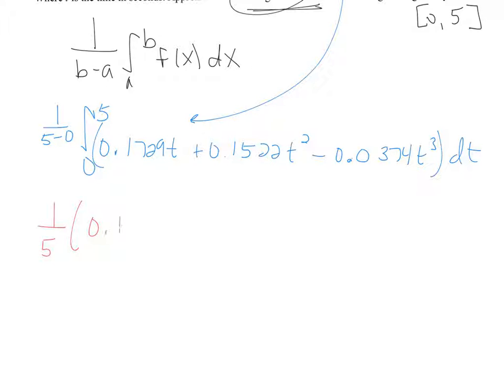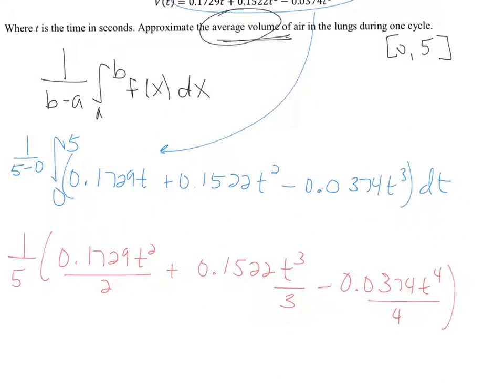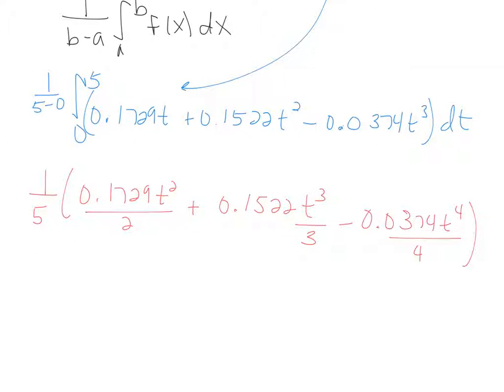So 0.1729t squared over 2 plus 0.1522t cubed over 3 minus 0.0374t to the 4th over 4. I'm just going to make sure that I copied everything down correctly. It looks good, and now I'm just going to evaluate this thing from 0 to 5.